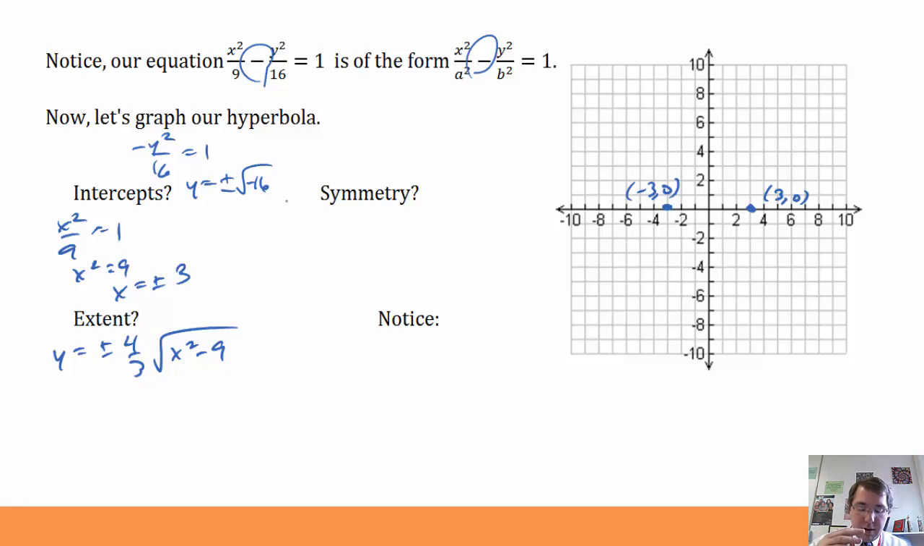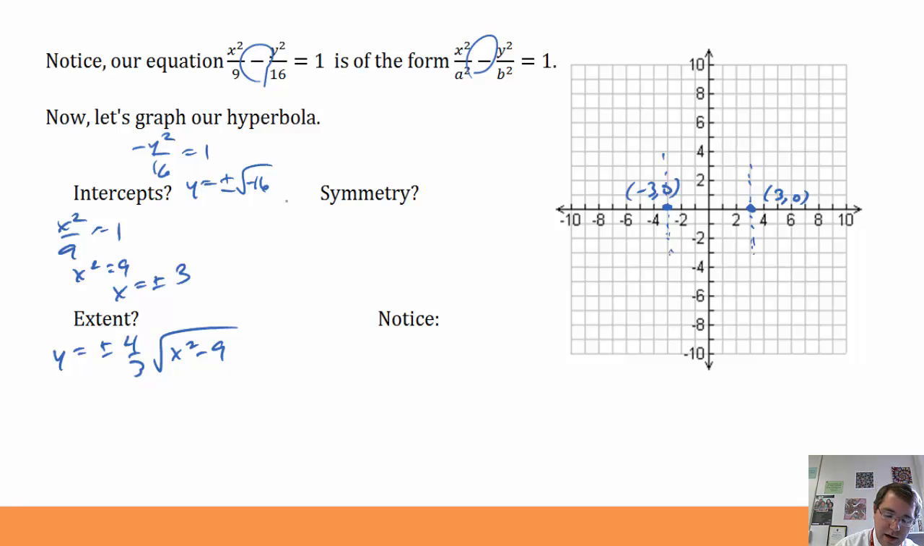Y will be a real number only when x is bigger than 3 or lower than negative 3. Because if x is between negative 3 and 3, I will have a negative number underneath my square root, and I can't have that. So x needs to be bigger than positive 3 and/or lower than negative 3. So I am trapped beyond, to the right of positive 3, to the left of negative 3.